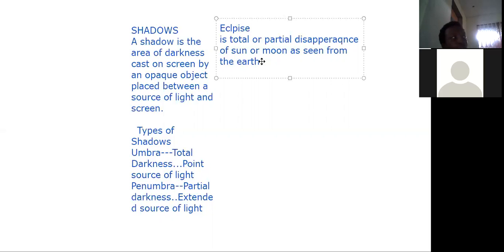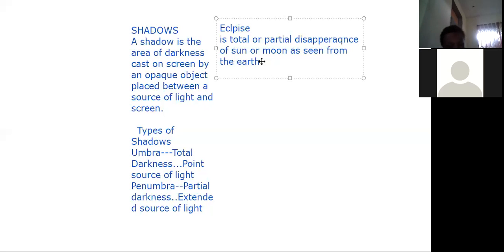Now, when it casts a shadow on the earth, because the moon is very small compared to the earth, some part of the earth is going to experience total darkness, while some part of the earth will experience partial darkness. Are we getting it? So if we are directly under the moon at the time the eclipse occurred, we are going to experience total darkness, and some parts of the earth will also experience partial darkness. That is it.